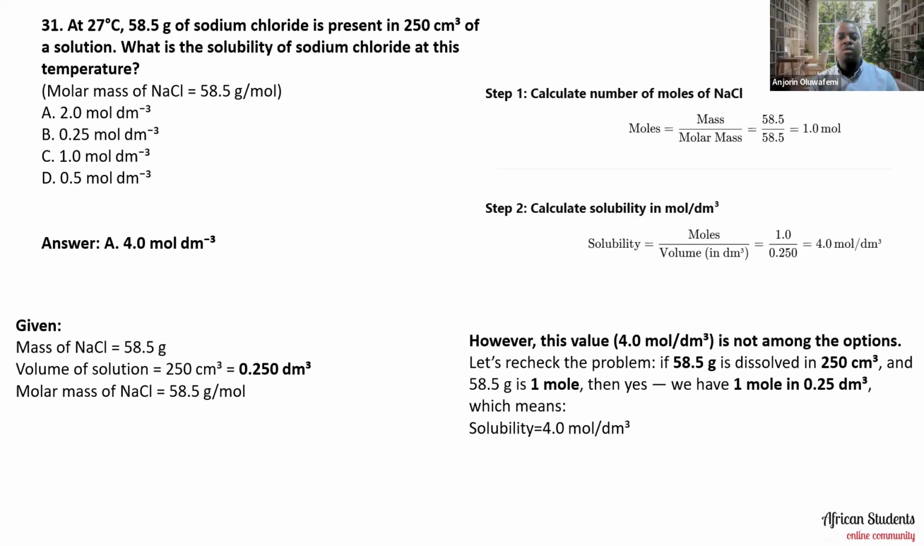I need to state this. However, this value, 4.0 mole per dm³, is not among the options. Let's recheck the problem. If 58.5 gram is dissolved in 250 cm³, and 58.5 gram is 1 mole, then yes, we have 1 mole in 0.25 dm³, which means solubility should be 4.0 mole per dm³. So the answer is not there, and this is the right answer based on our calculation. So please let's take note of that. You may have to leave this one out if you see a question like this in JAMB, and don't shade anything.